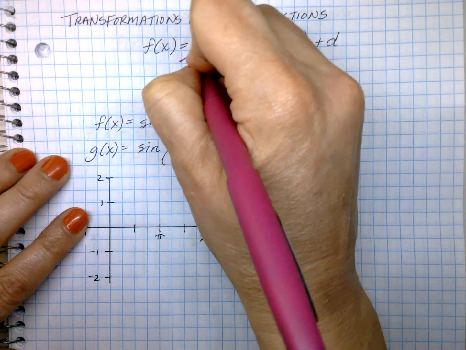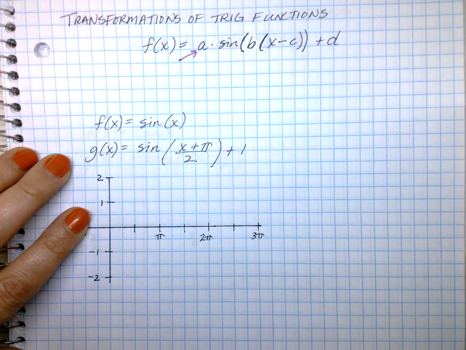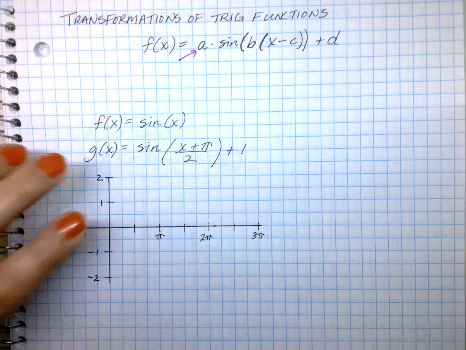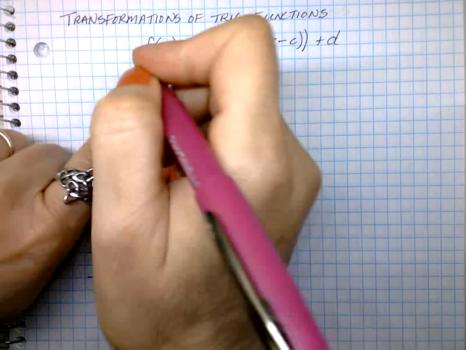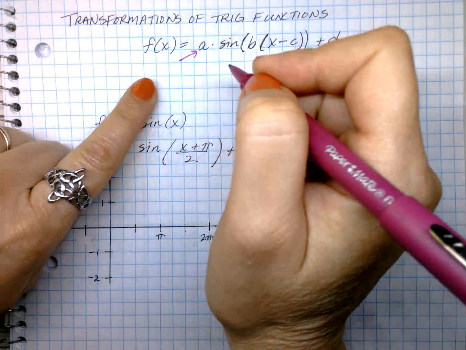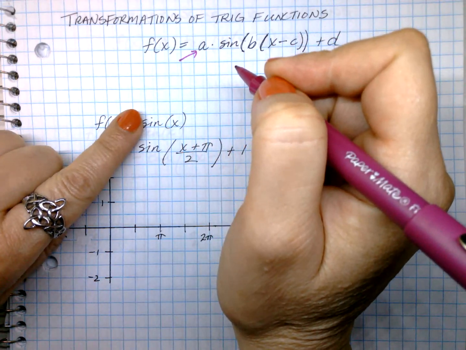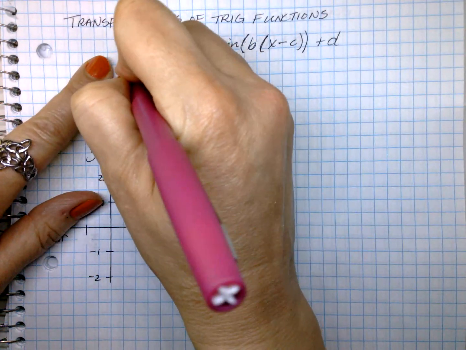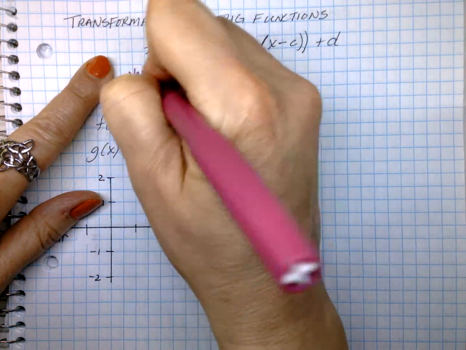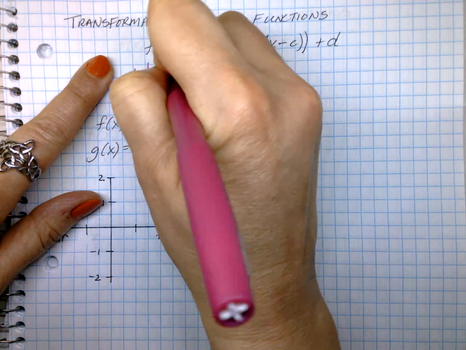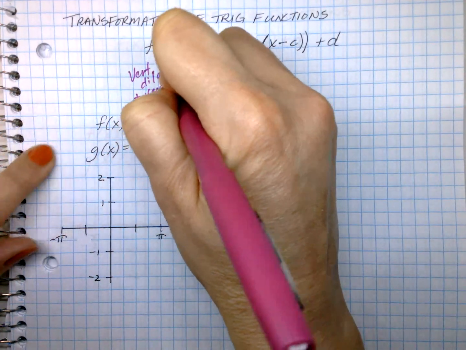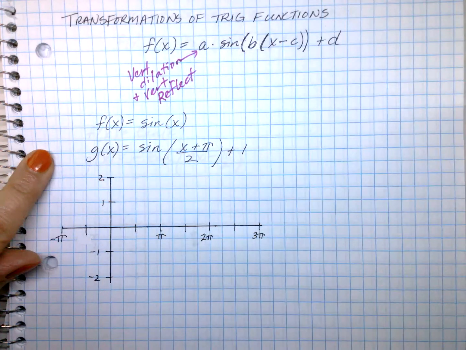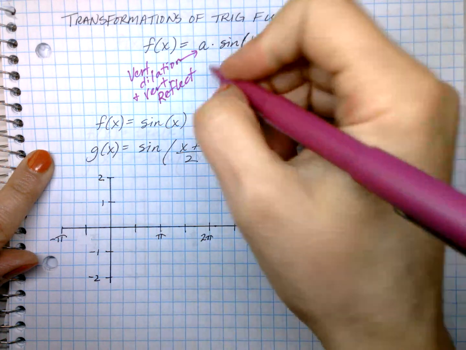Up front, we've got the a value, and that one is controlling our vertical stretch and shrink, so that would be dilations, and also reflection over, well, it would be a vertical reflection, so over the x-axis. So we're looking at vertical dilation and vertical reflection, all of those controlled by the value of a.